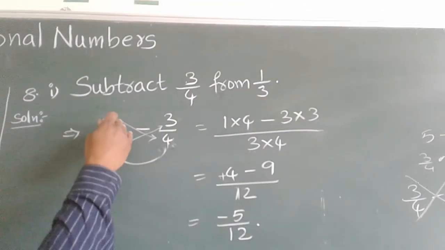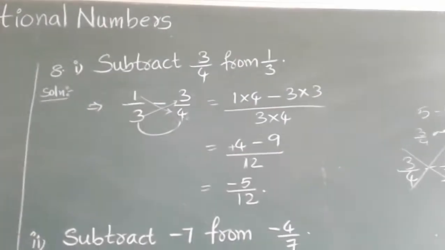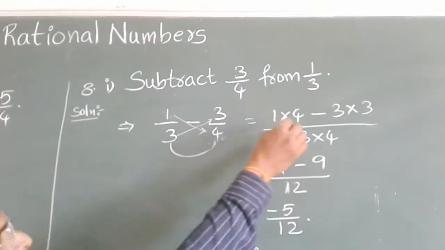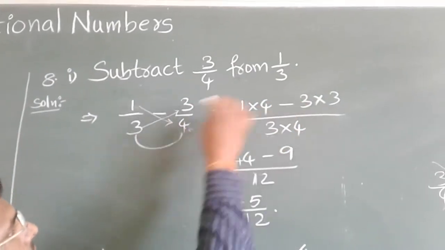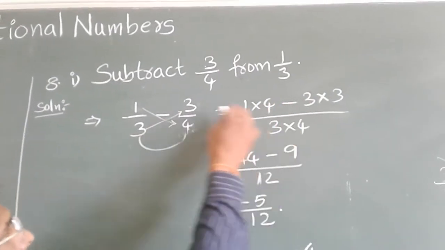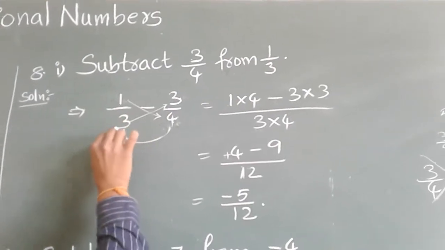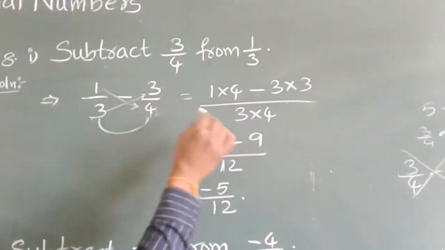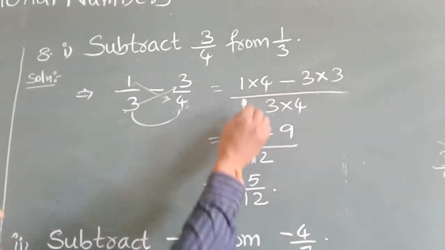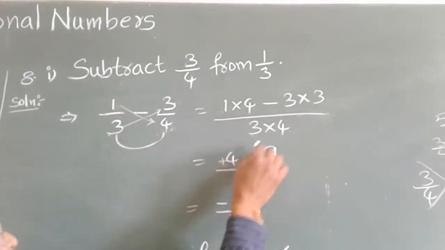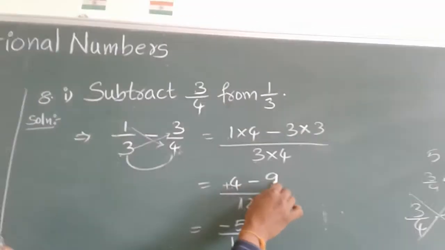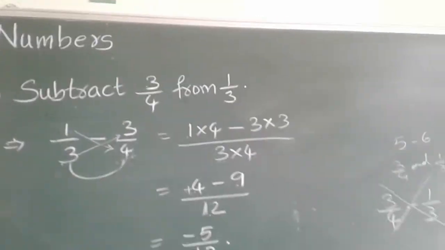So that's why I am taking the crisscross method to simplify this problem. First numerator and second denominator: 1 into 4. In the middle we have the sign minus, and second numerator with the first denominator: 3 into 3, by, multiply both the denominators, 3 into 4. 1 4s are 4 minus 3 3s are 9 by 3 4s are 12. 4 minus 9 is minus 5 by 12.